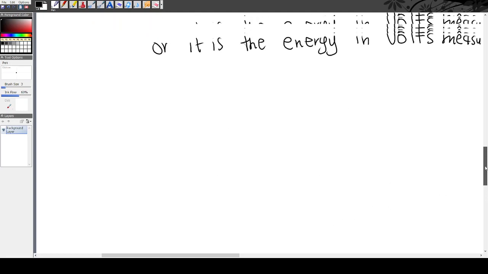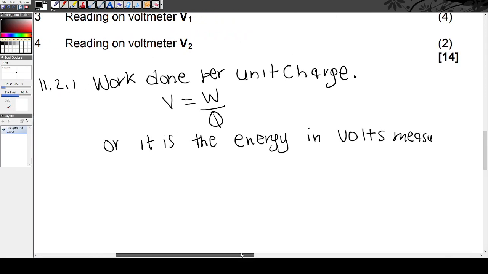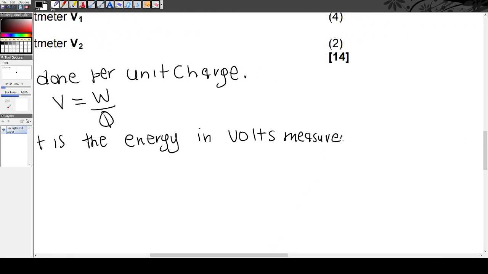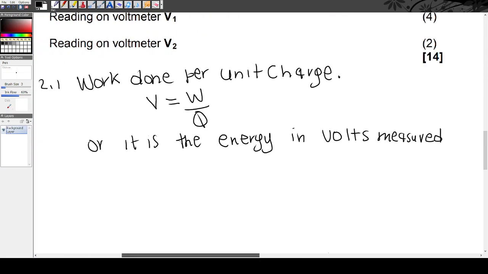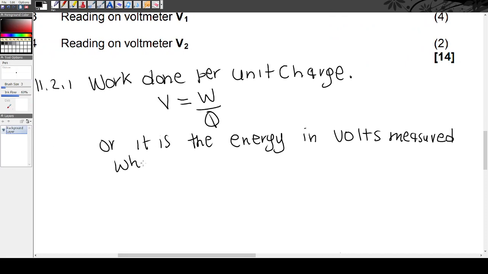Energy in volts, measured when current is flowing in the circuit.